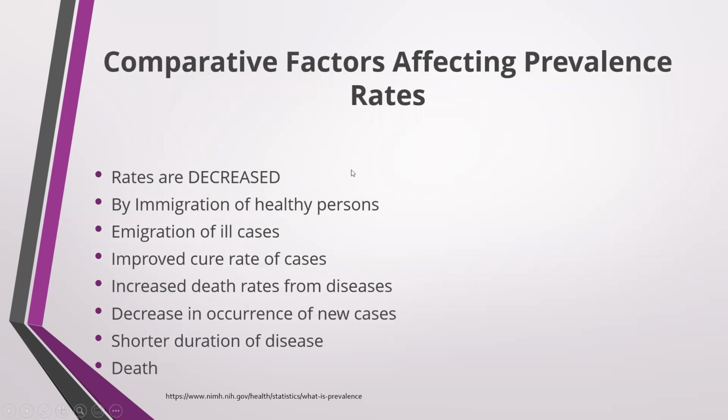Whereas the factors that decrease the overall prevalence rates in the community are the emigration of ill cases, immigration of healthy persons, improved cure rates of cases, increased death rates from the disease, a decrease in occurrence of new cases, short duration of disease, and death.